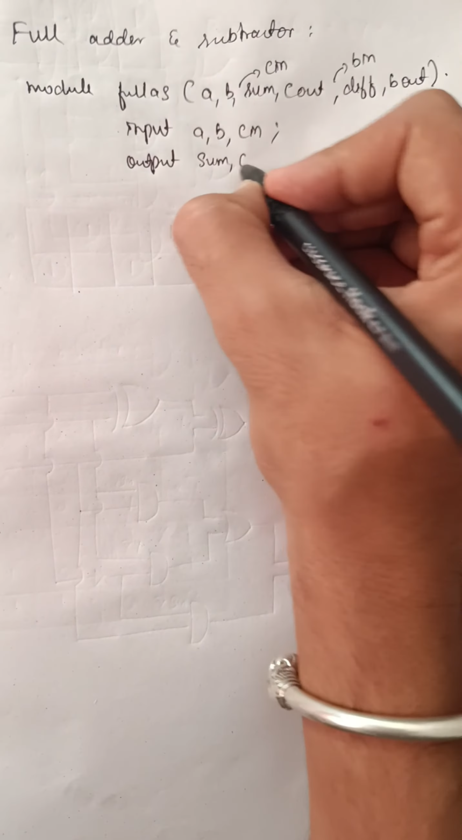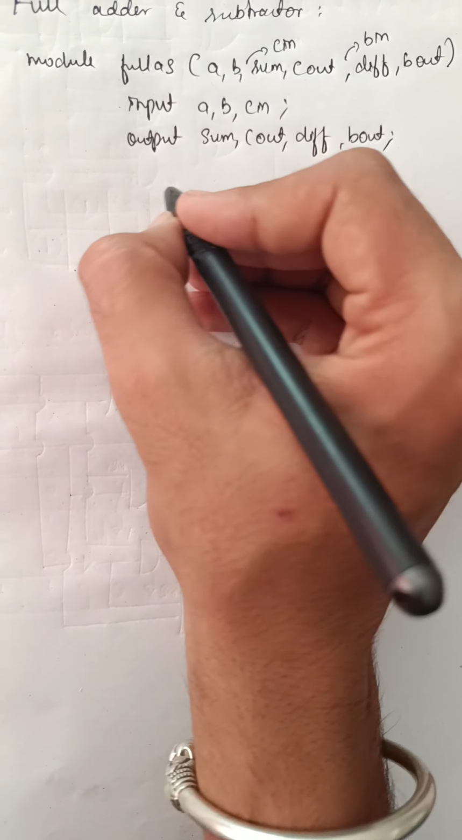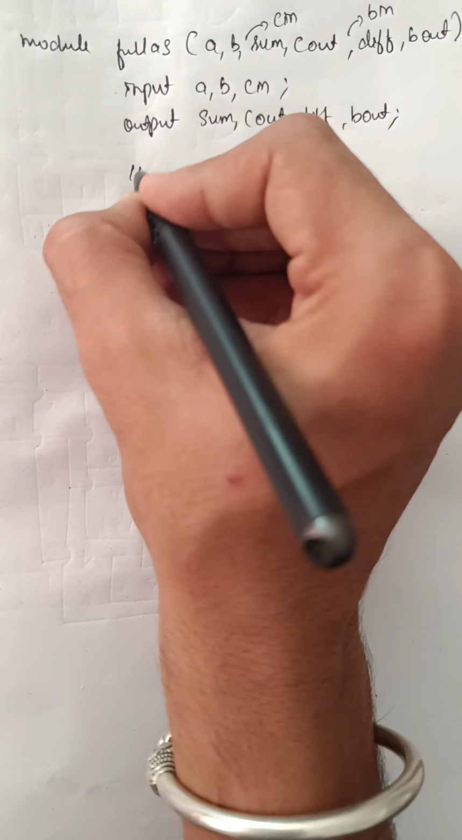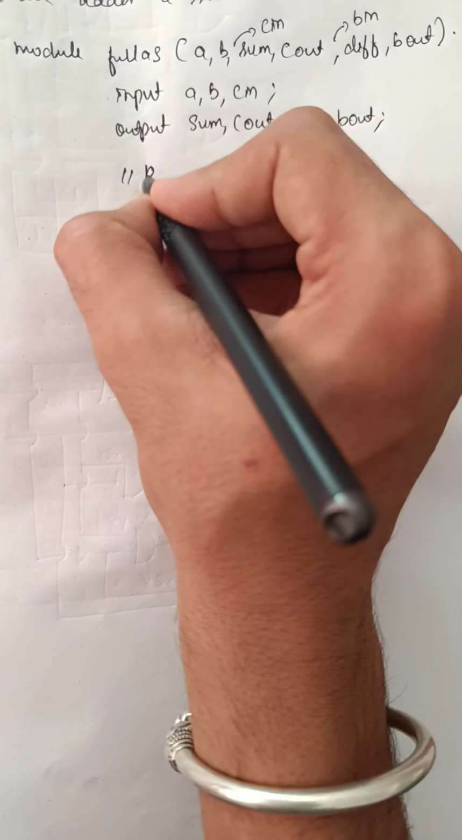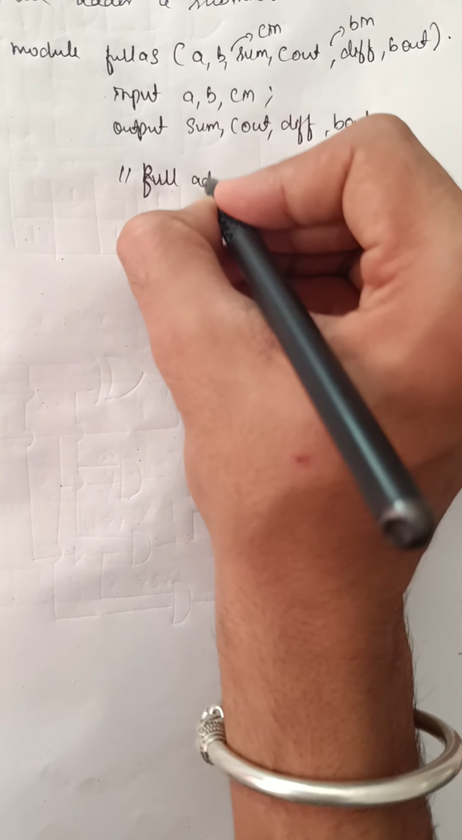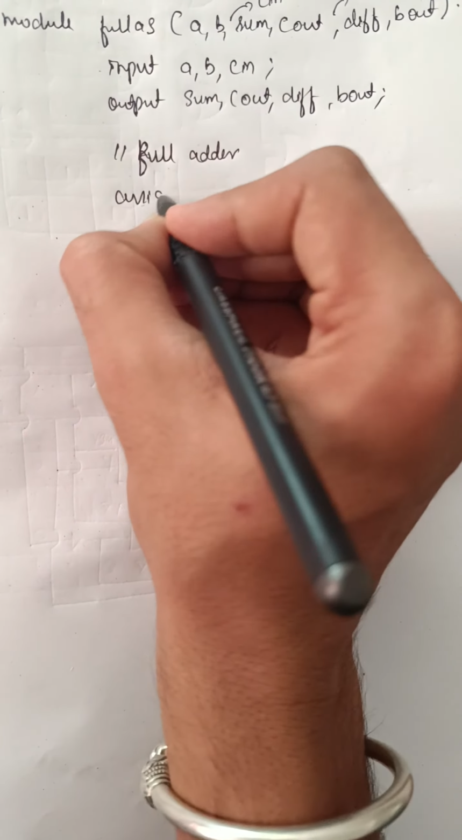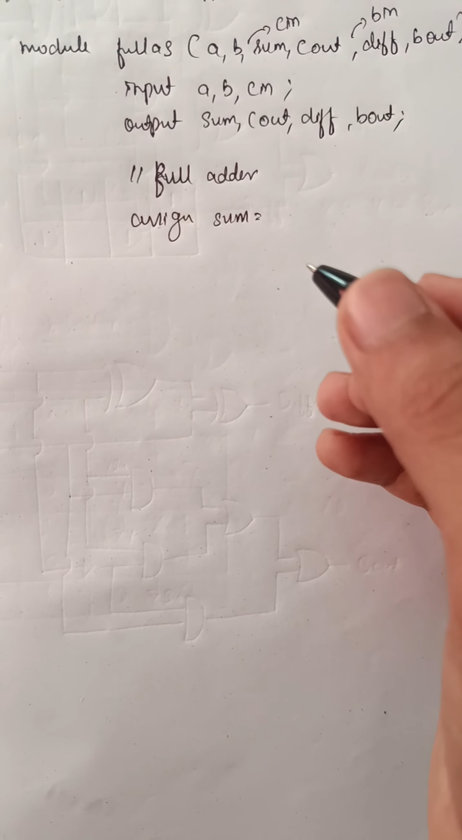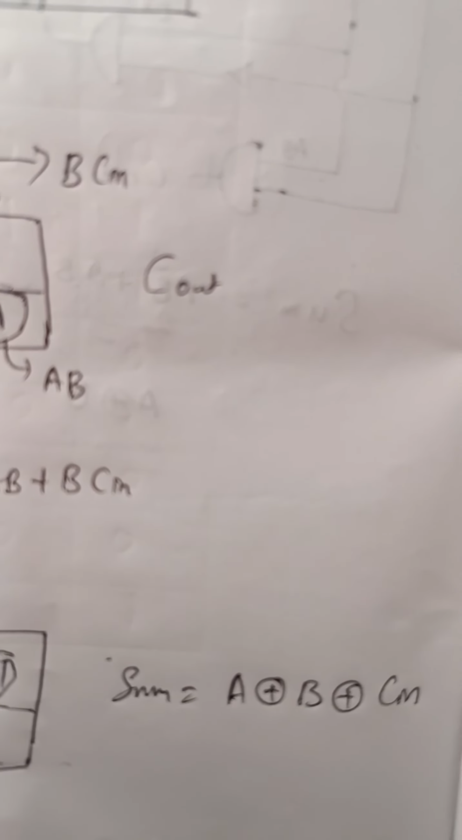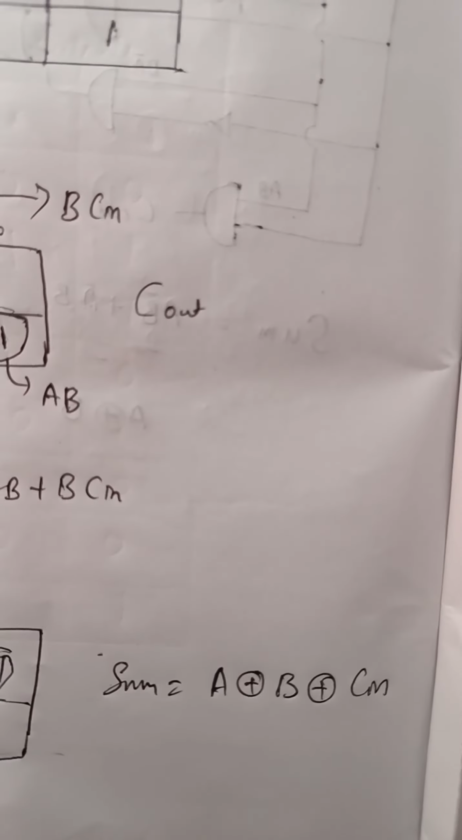Then now we will assign for sum. First we will write the full adder. Assign sum is equal to, what will be the equation that we will know here. Sum is A XOR B XOR C in. That we will write here.